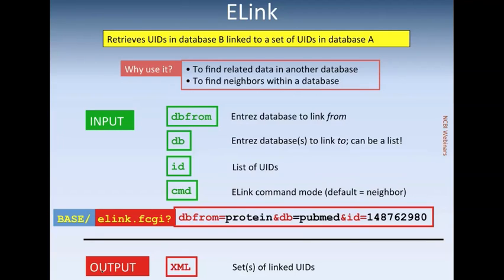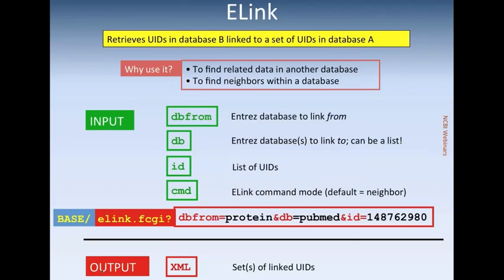Now, how does ELink work? ELink is by far the most complex utility because it has a lot of different kinds of work that it does and because of all the different kinds of links that it can traverse. So you need to provide it not just one database, but now 2 databases. The database you're coming from. So that might be PubMed if I'm going to an external publisher, or to PMC. It might be gene if I'm going from gene to protein.